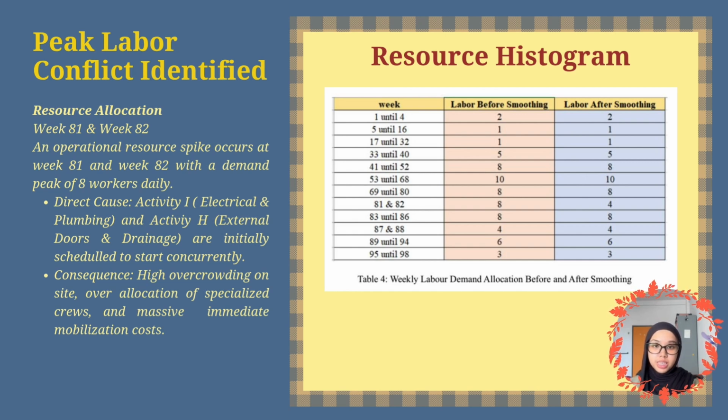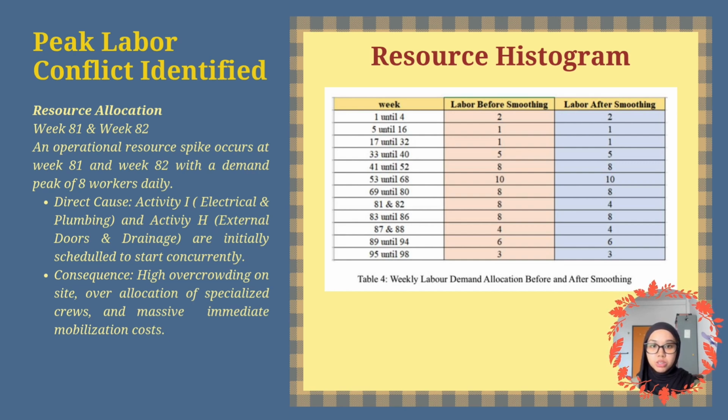As you can see in the baseline data, we hit a massive operational resource spike during weeks 81 and 82, where we suddenly require a peak of 8 workers daily. The direct cause of this spike is that activity I, which handles electrical and plumbing, and activity H, which handles doors and drainage, are scheduled to run concurrently.